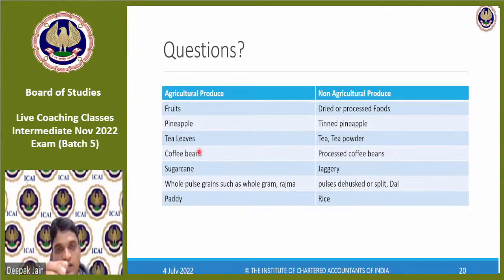Sugar cane is an agriculture produce. Then sugar and jaggery are non-agriculture produce. Whole pulses are agriculture produce, but when they are dehusked or split and made into dals, then that is not an agriculture produce. And paddy, of course, is an agriculture produce, but rice is not an agriculture produce. So that's the distinction between agriculture produce and non-agriculture produce.